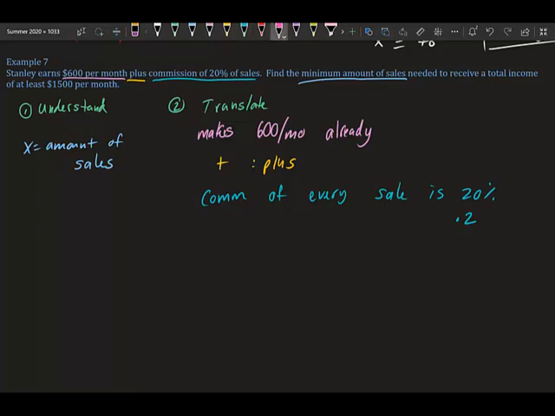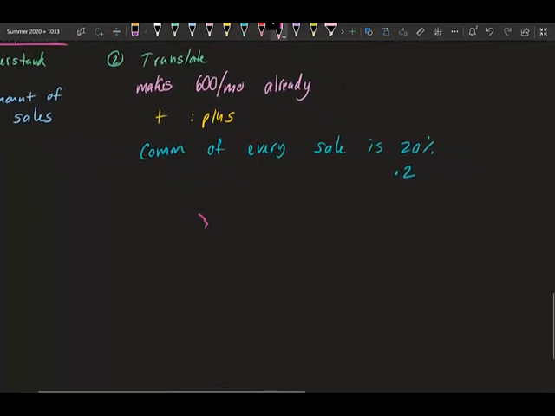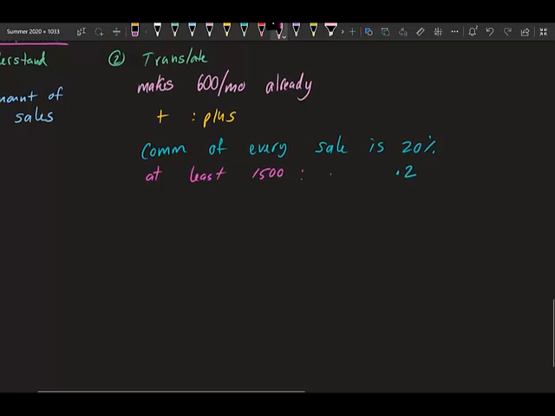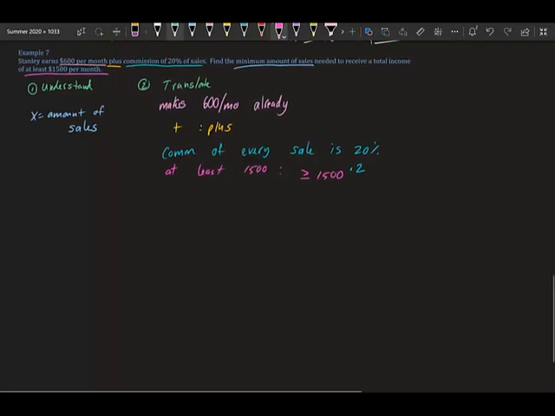Now what we're trying to find is what's needed to make at least $1,500 a month. So at least $1,500 a month, that translates to greater than or equal to 1,500. Now we have everything we need to solve this. So that's our third step, is to solve.